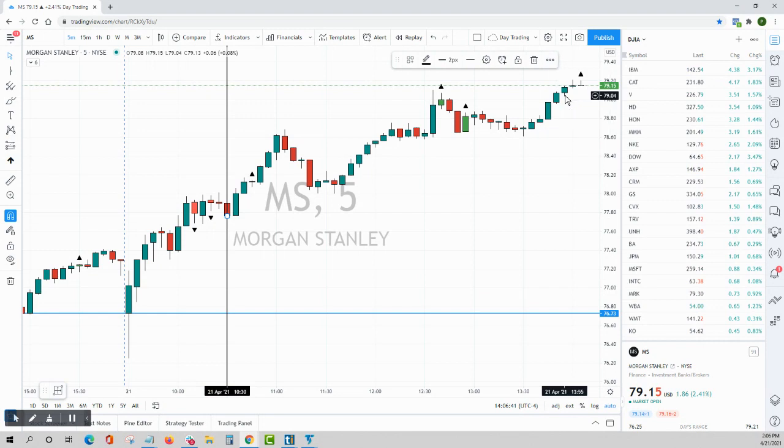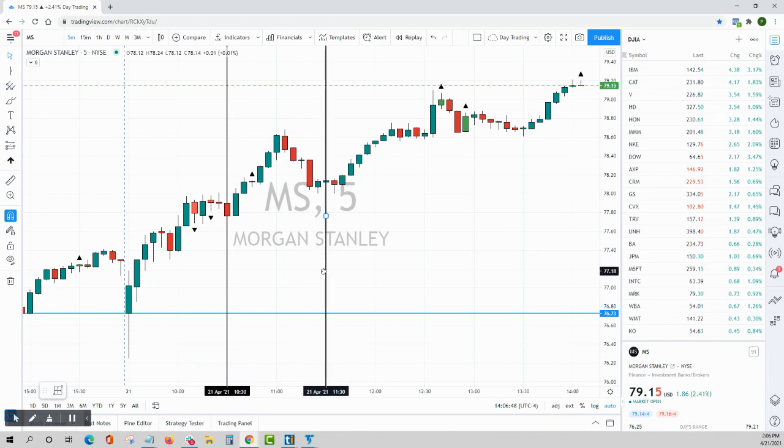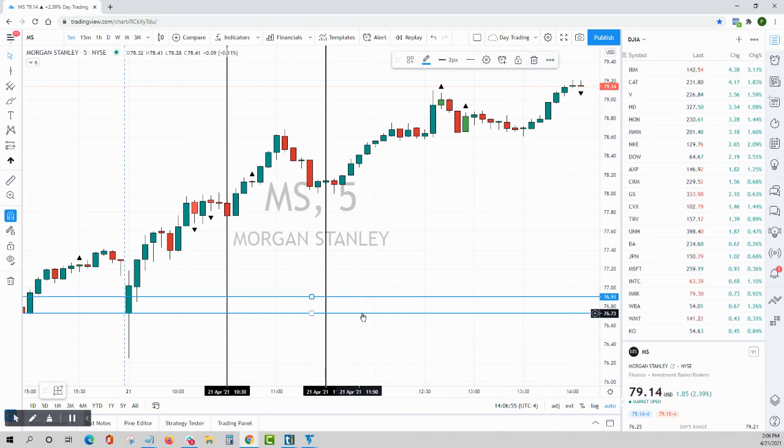Now, all this is happening while you're watching your screen, looking at the color of the existing candle, of the existing hourly candlestick. So there's the opening price. We'll just do this one more. So there's the opening price for the day.